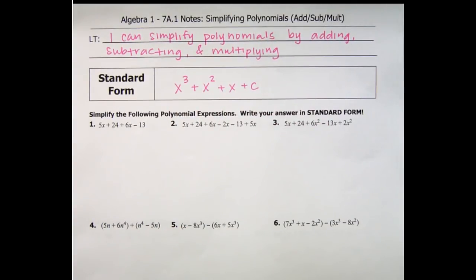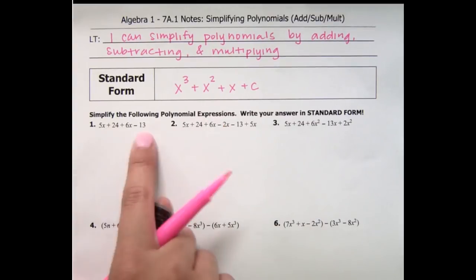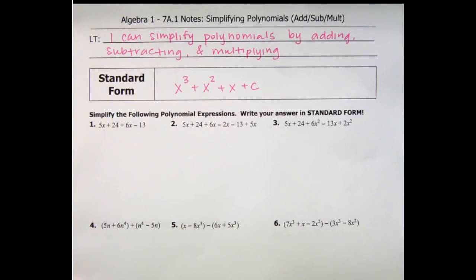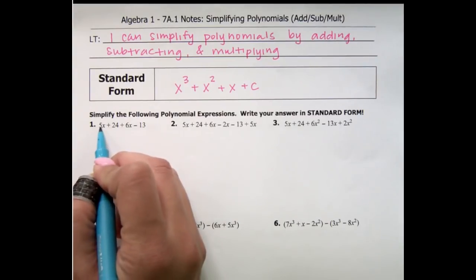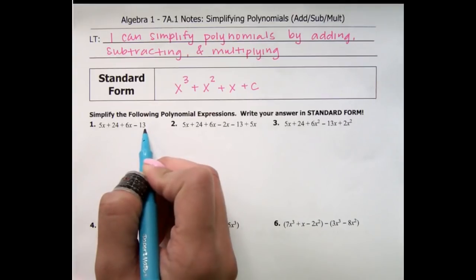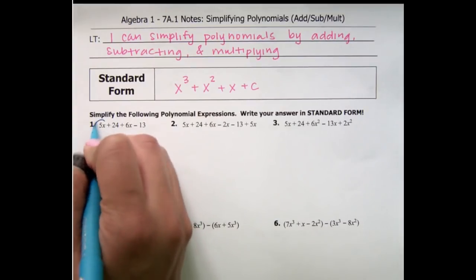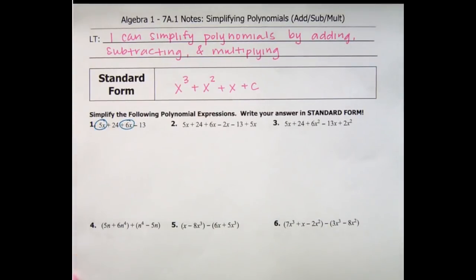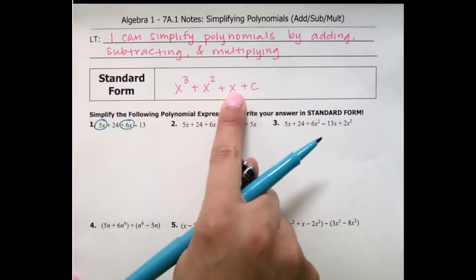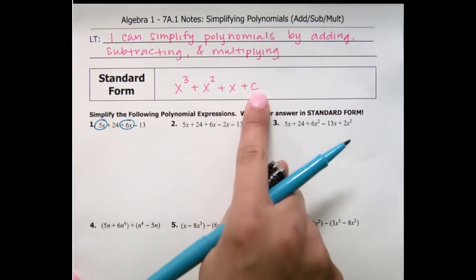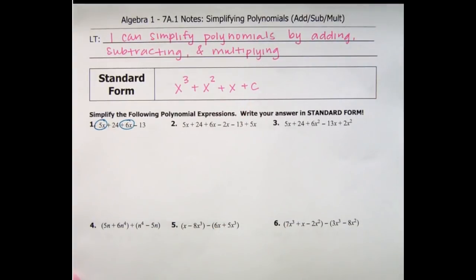So let's look at the following examples. For number 1, we're going to simplify the polynomial expression. This is an expression because there is no equal sign. But when we simplify it, we have to make sure that we write it in standard form. When you're simplifying polynomials, all you're really doing is combining like terms. So if I look at the four terms, 5x, 24, 6x, and negative 13, I have to combine the ones that are alike. So these four, the ones that are alike, are 5x and 6x. And I'm going to go with those first because that one has my variable. And then 24 and minus 13 are just a number. So you always want to go with your variables first.